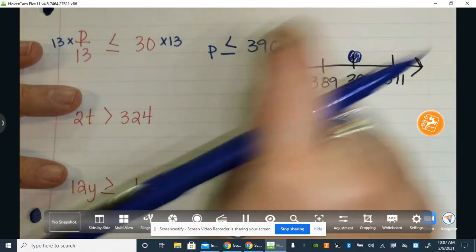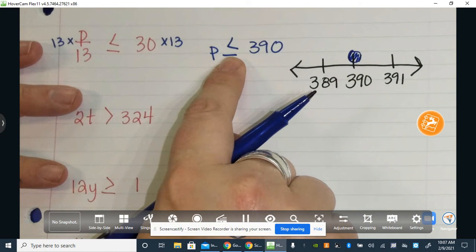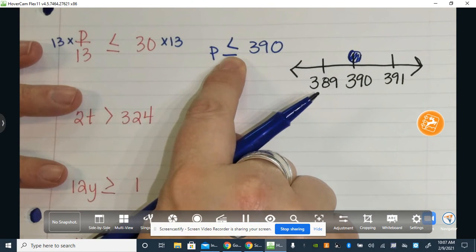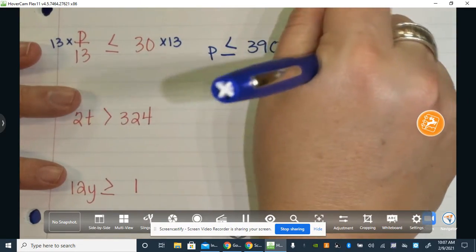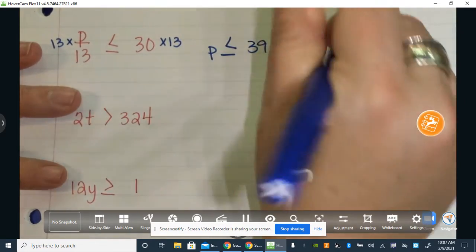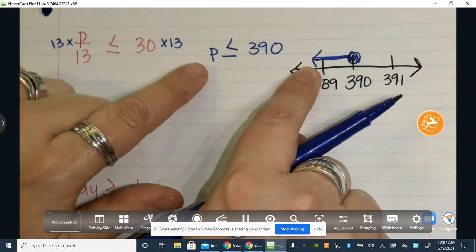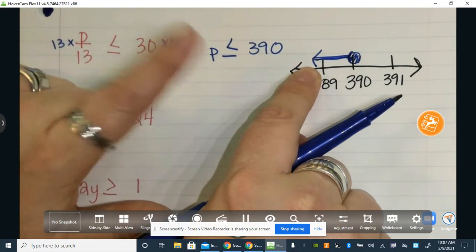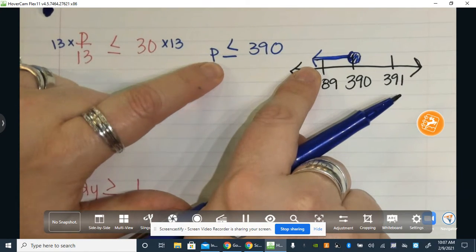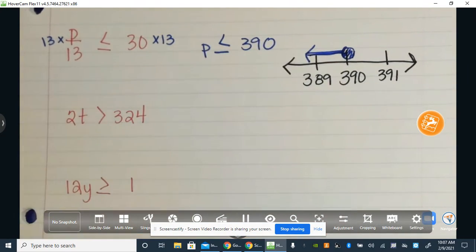I'm shading it in because it can be equal to, and I'm looking for all numbers less than it, so I'm going to the left. You see my inequality symbol and my arrowhead face the same direction when my variable comes first. My variable's on the left, it will work every single time.